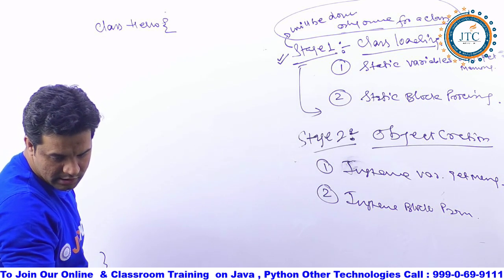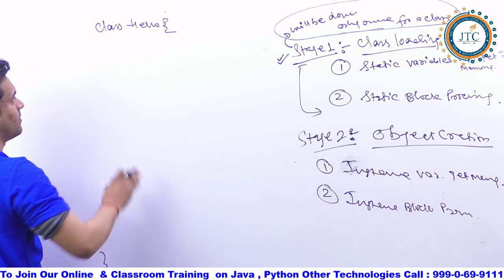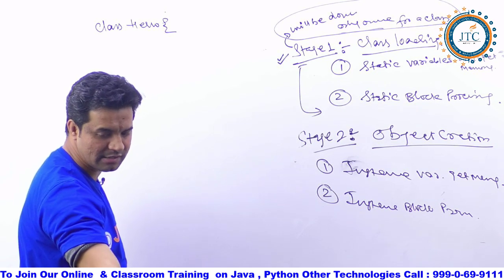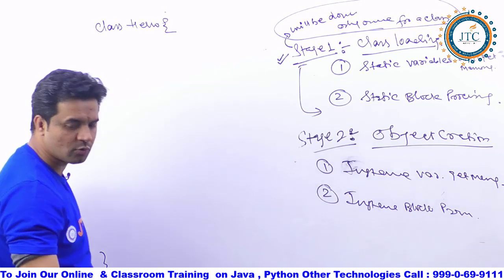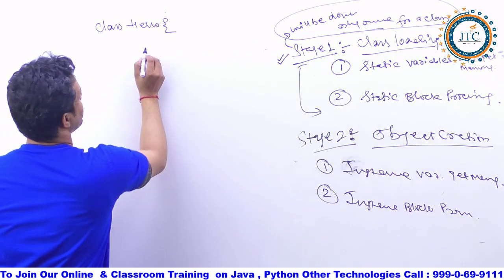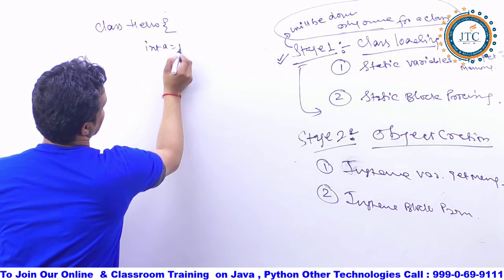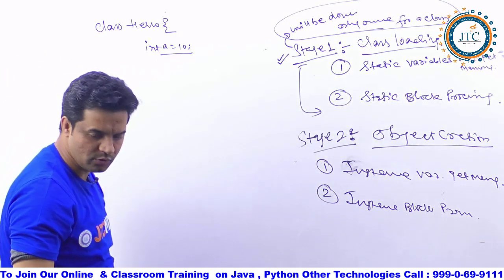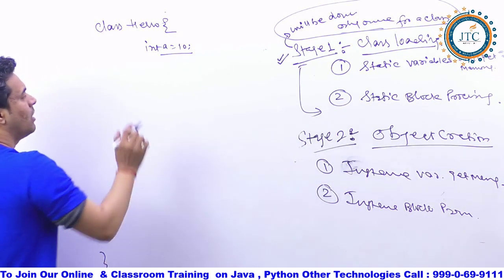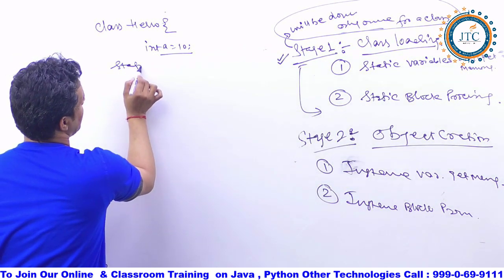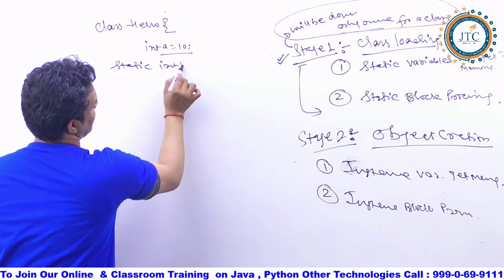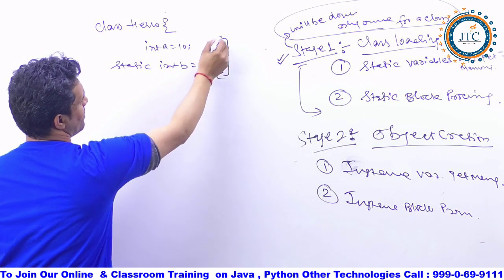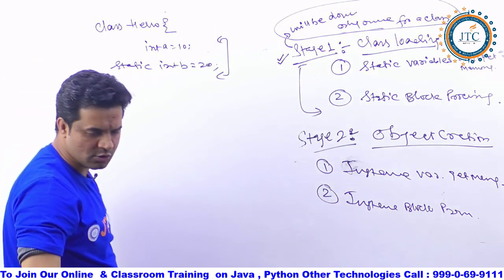Constructor is to provide and initialize the class variables, mainly the instance variables of a class. True, Chirag, it's 100% true. You have given a very correct answer. Very good. So here I am writing a is equal to 10, and here again static int b is equal to 20. You have written these two variables, fine.